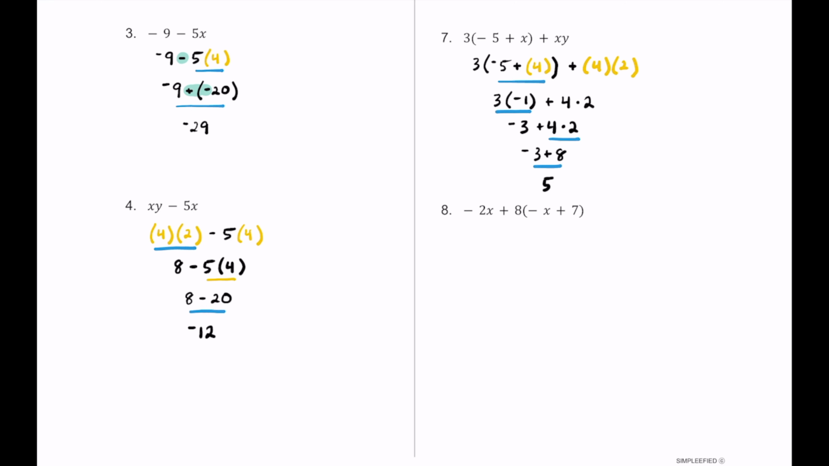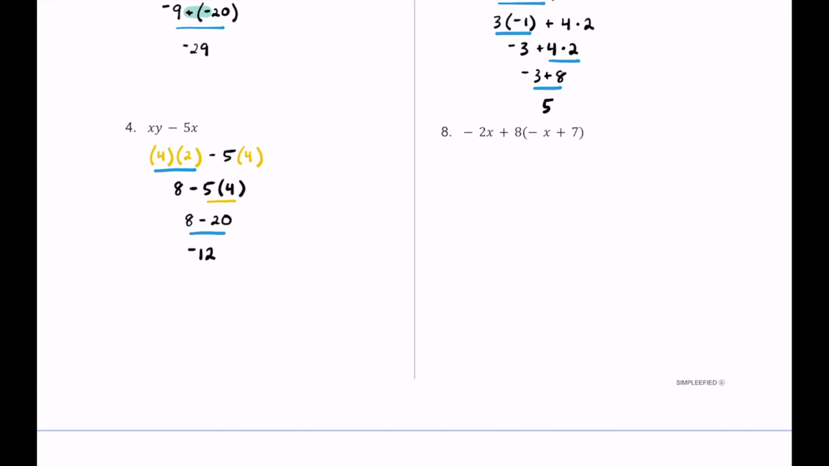For number 8 here, we have this expression where we have negative 2 times x plus 8 times the quantity of negative x plus 7. So let's go ahead and make some substitutions here. So it's negative 2 multiplied by x. We're given that x is 4, so let's go ahead and substitute that in. Plus 8 times the quantity of, and I'm going to use brackets here just because we have parentheses already.